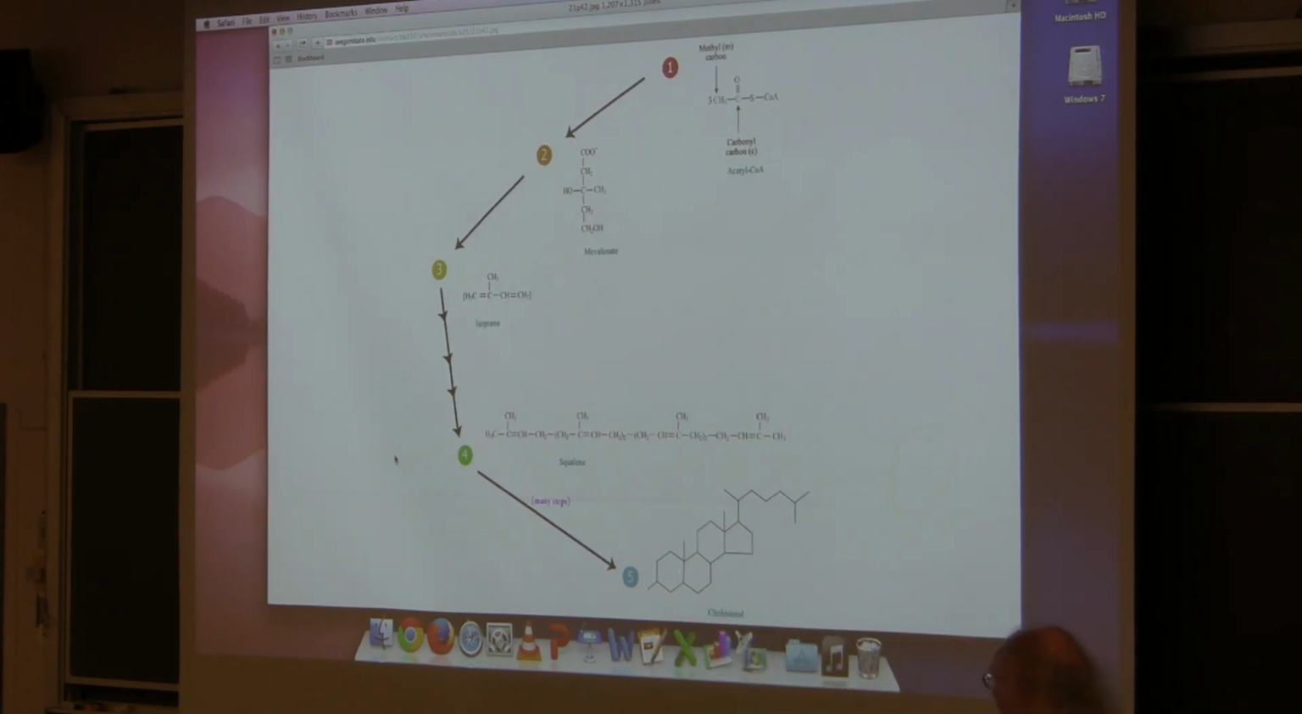And if you take 2 15-carbon molecules and join them together, you make a 30-carbon molecule, and that is squalene. You've just started with a 2-carbon molecule, and you've gotten to a 30-carbon molecule. Squalene can be rearranged in many steps by twisting bonds and so forth to get to cholesterol.